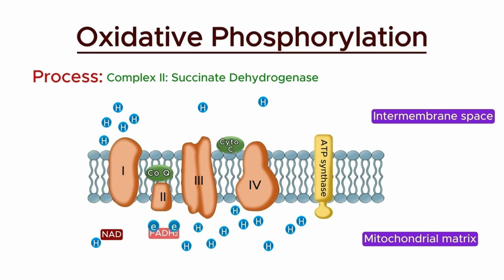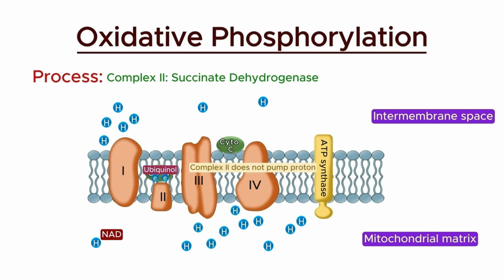Next, the electrons from FADH2 are transferred to a series of iron-sulfur clusters within complex 2. Like the first stage, these clusters facilitate the transfer of electrons to ubiquinone. Finally, the electrons are transferred to ubiquinone, reducing it to ubiquinol. However, it's important to note that, unlike complex 1, complex 2 does not pump protons across the membrane.